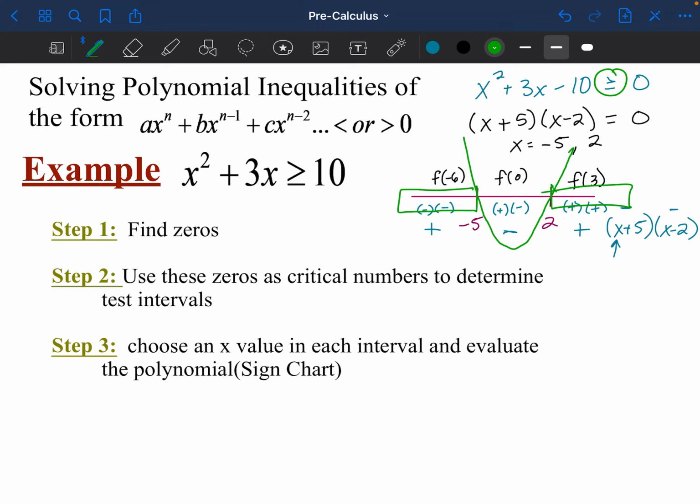To write this out as our final answer, we're going to want to use interval notation. So our solutions are from negative infinity all the way up until negative 5. I know I want to include negative 5 because of this "or equal to." Union, we also have another set of solutions, including 2 going until infinity.